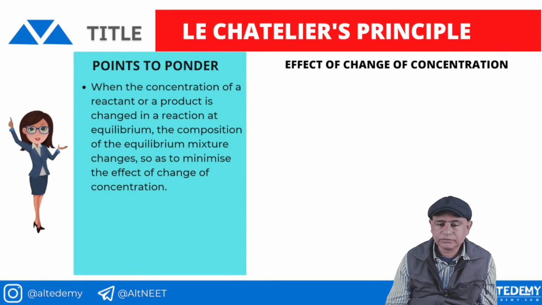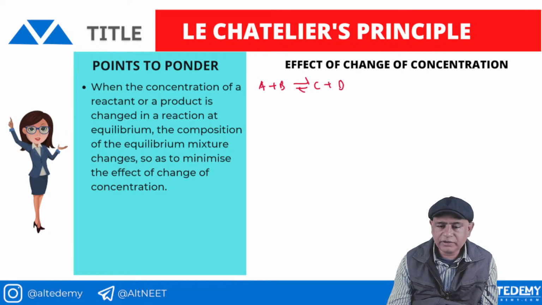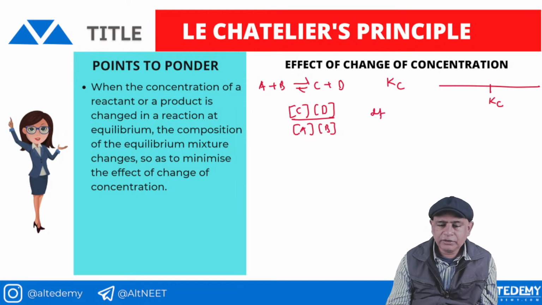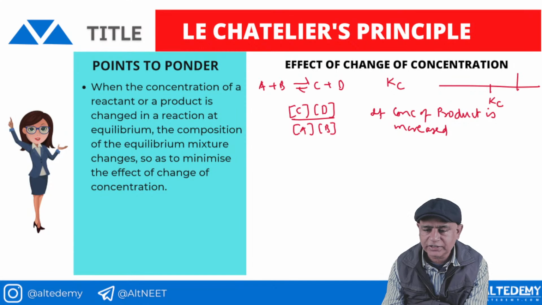Let us come to concentration. Suppose for the same reaction A plus B gives C plus D, we have an equilibrium constant Kc, and on the number line Kc stands here. So the equilibrium constant will be written as C D over A B. Now in this situation, just imagine if the concentration of product is increased. If we are increasing the concentration of product, what will happen? Temporarily, Kc will be shifting to this place.